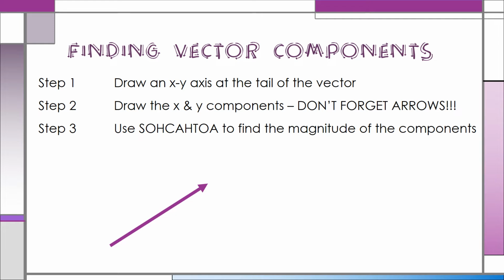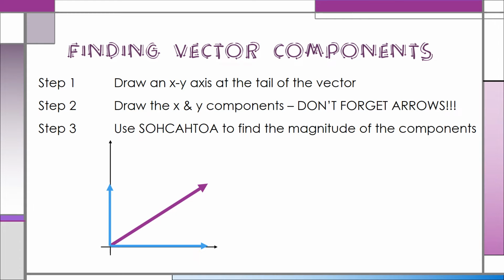Let's look at exactly how to find numeric values for vector components. Our first step is going to be to draw an xy axis at the tail end of our vector, like so. Then we're going to draw those x and y components. Now it's really important that when you draw components, you draw them as vectors themselves, and that means that they have arrows as well. So here's my x component, starting from the origin of my xy axis and going to the right, since this vector goes up and to the right. And here's my y component, starting at the origin of the xy axis and pointed upward.